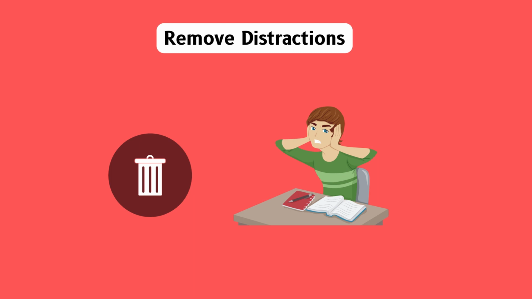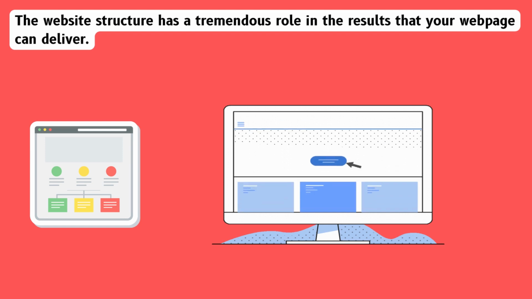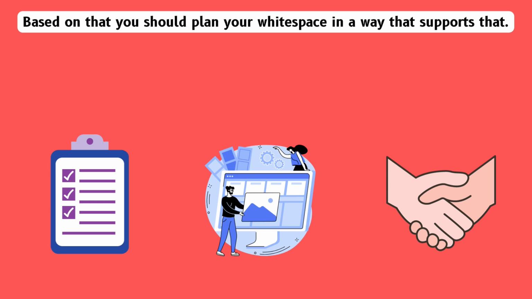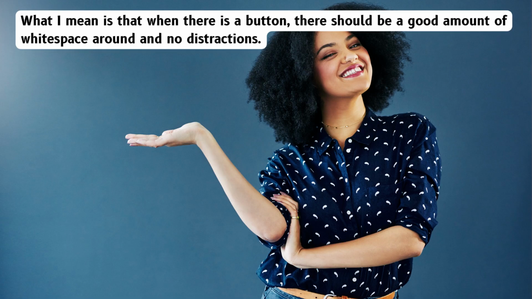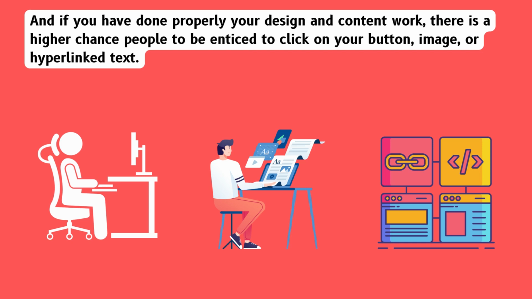Number 3. Remove distractions. The website structure has a tremendous role in the results that your web page can deliver. That's why when you are making your wireframe for it, try to figure out where would be the most logical placements for your CTA. Based on that, you should plan your white space in a way that supports that. What I mean is that when there is a button, there should be a good amount of white space around it and no distractions. You want the attention of your visitors to be attracted by the CTA. And if you have done your design and content work properly, there is a higher chance people will be enticed to click on your button, image, or hyperlink text.